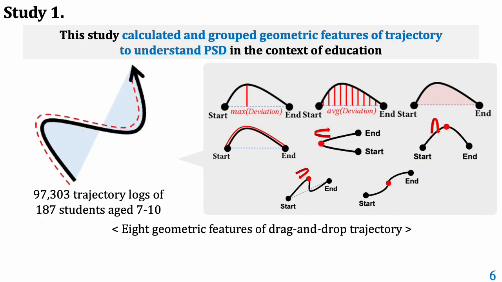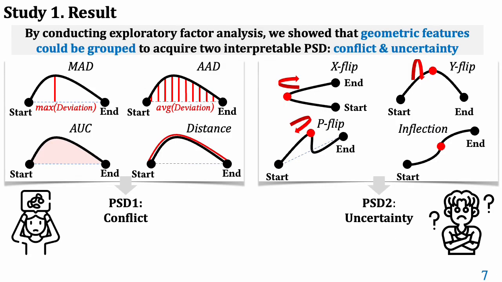In Study 1, we grouped geometric features of trajectory data to get intuitive and comprehensible PSD factors in the context of education. To this end, we collected about 97,000 trajectory logs of 187 students aged 7 to 10. And we also calculated 8 geometric features from trajectory logs. By conducting exploratory factor analysis, we showed that geometric features could be grouped to acquire 2 interpretable PSDs. The first factor is labeled conflict. The second factor is labeled uncertainty.